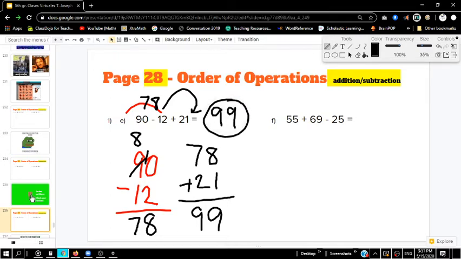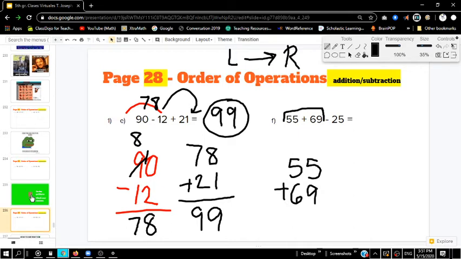All right. Good. Let's do the last problem on this part of the page. 55 plus 69 is going to be the first part that we're going to do because remember, you work from left to right. Okay? 55 plus 69. Nine plus 5, 14. And this is 6, so 6 plus 6 is 12. 124. Now we're going to take that 124 and we are going to subtract 25.